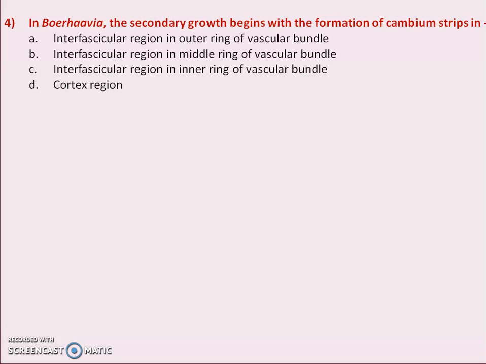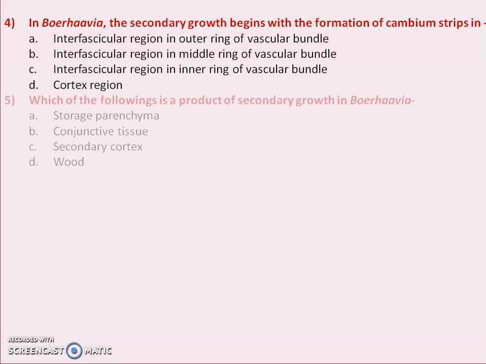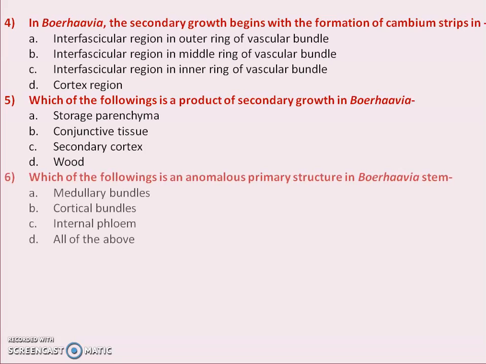or cortex region. Which of the following is a product of secondary growth in Boerhavia? Storage parenchyma, conjunctive tissue, secondary cortex, or wood? Which of the following is an anomalous primary structure in Boerhavia stem? Medullary bundles, cortical bundles, internal phloem, or all of the above?